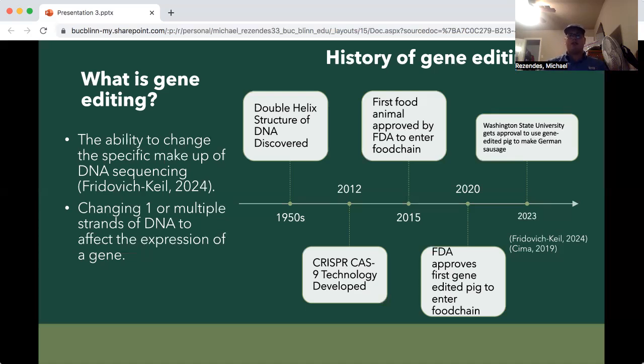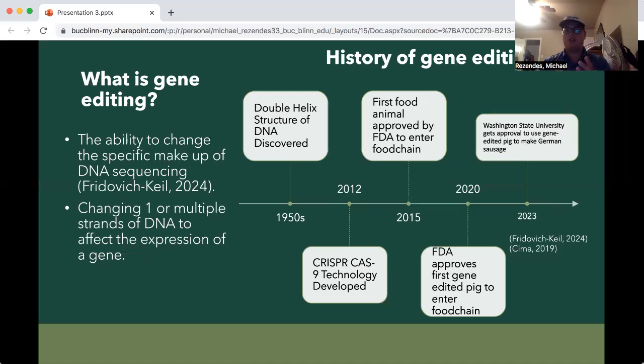2015 is probably the milestone that jumps off the page the most to me personally. The first gene edited food animal was approved by the FDA to enter the food chain. This was the AquAdvantage salmon. That was the picture we talked about on the first slide, where this salmon was edited to be disease resistant and pest resistant, and ultimately all that together made the salmon nearly twice as efficient when it came to converting food to growth and being able to enter the food chain that much faster.